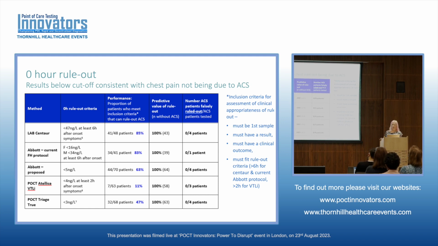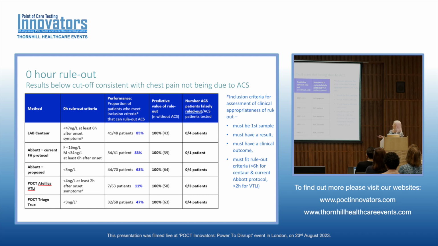They have a proposed level of less than 5 nanograms per litre for the Abbott, which they haven't yet implemented, and because it's not the 99th centile, it wouldn't require that 6-hour wait to allow the troponin levels to come up. And then the Italica and the Triage True have these very low levels, which you can use much earlier. So you can see these are the percent of patients who are eligible to be assessed under this, who could be ruled out because they had very, very low levels.